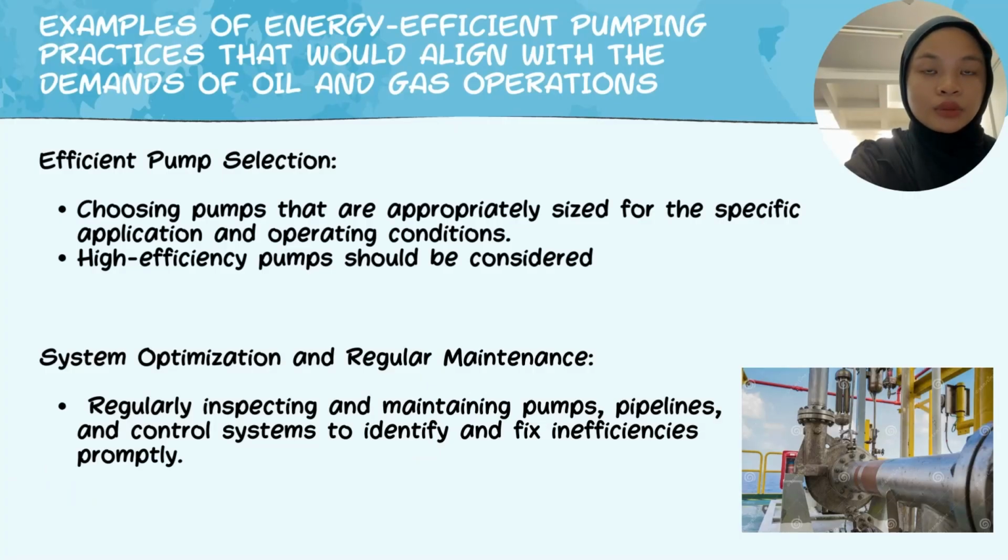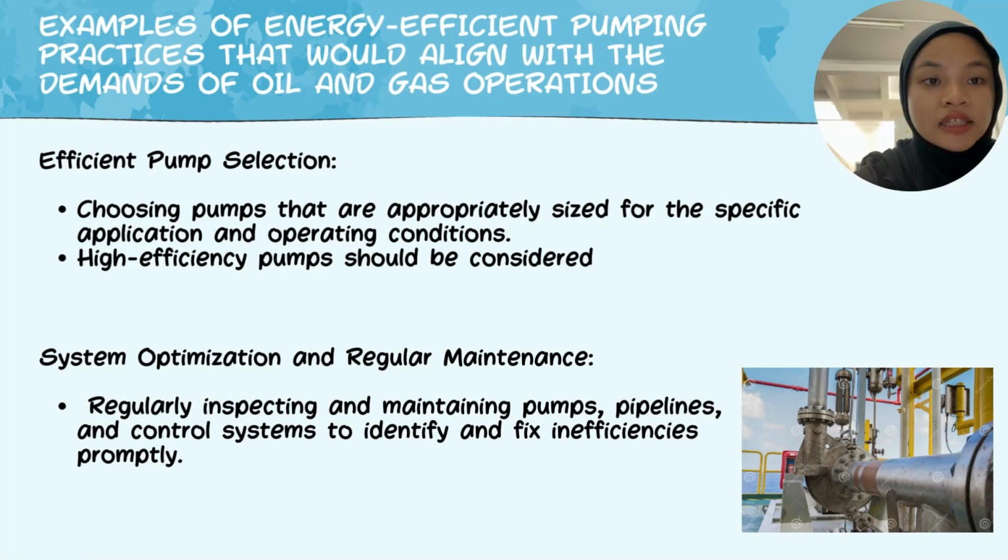So next, I will explain examples of energy efficient pumping practices that will align with the demands of the oil and gas industry's operation. The first, efficient pump selection. So choosing pumps that are appropriately sized for the specific application and operating conditions. High efficiency pumps, such as those meeting the standards of programs like the pump energy index (PEI), should be considered. So the impact: properly sized and efficient pumps consume less energy and can lead to long-term energy savings.